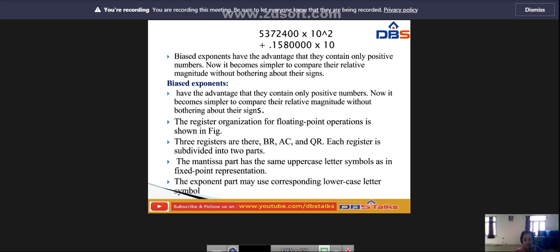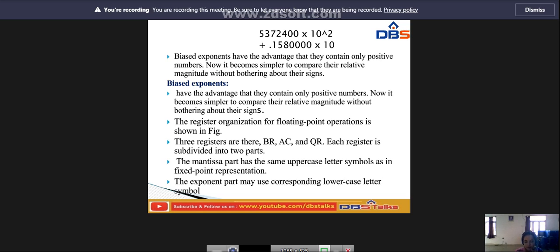Another advantage is that the smallest possible biased exponent contains all zeros. The floating point representation of a 0 is then 0 mantissa and the smallest possible exponent. Okay, so this is the biased exponents. Next, register configuration. So the three registers are there, biased exponents.